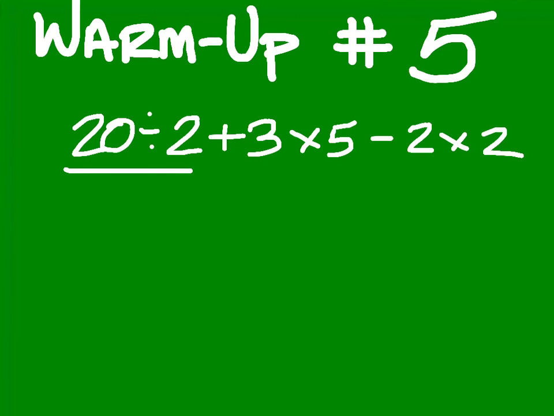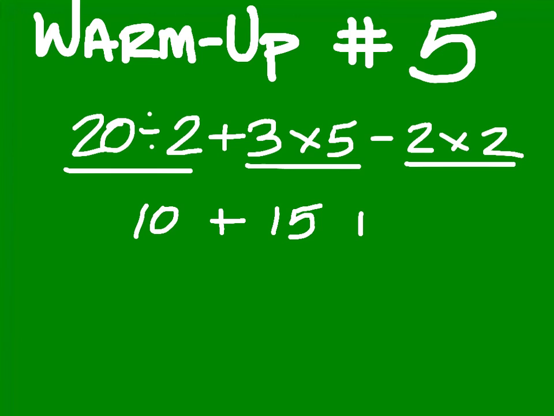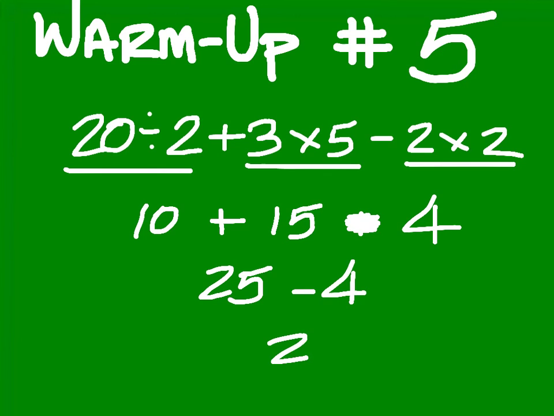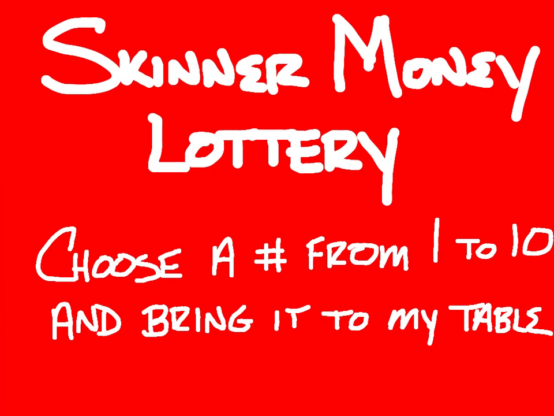20 divided by 2 is 10. 3 times 5 is 15. And 2 times 2 is 4. Should be a minus sign. 10 plus 15 is 25. And then minus 4 is 21.